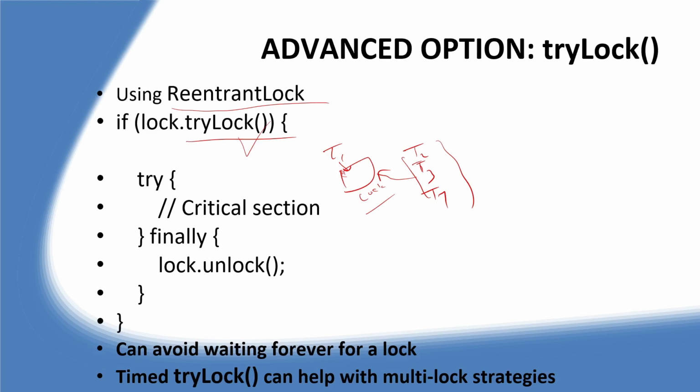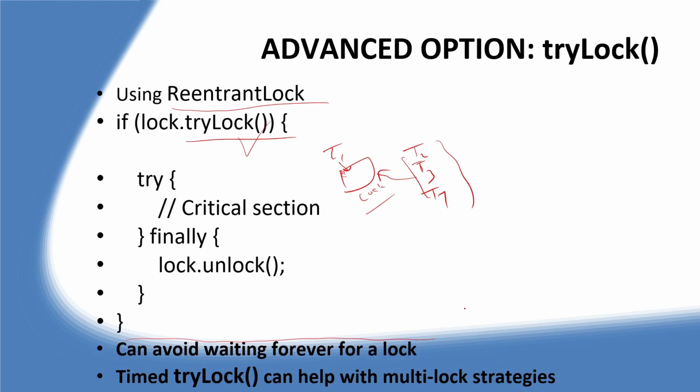So there is also a timed version. So the application can back off or release other locks if appropriate. You can think like it will retry or take another action. This can be useful when designing more advanced deadlock avoidance strategies. It is written here, can avoid waiting forever for a lock.